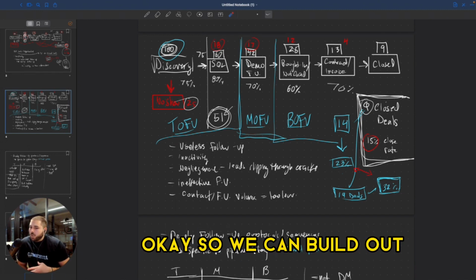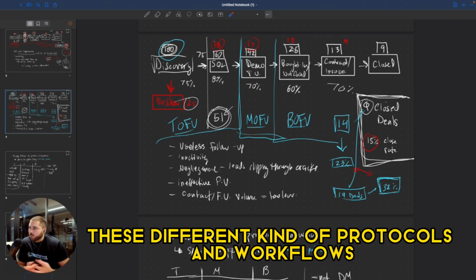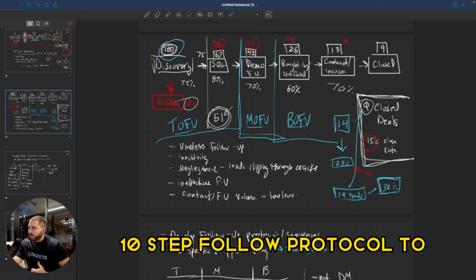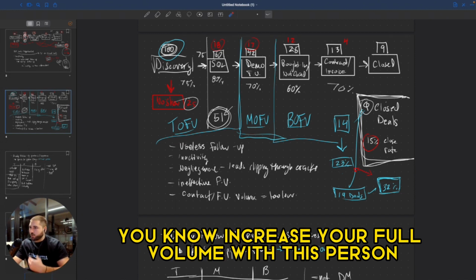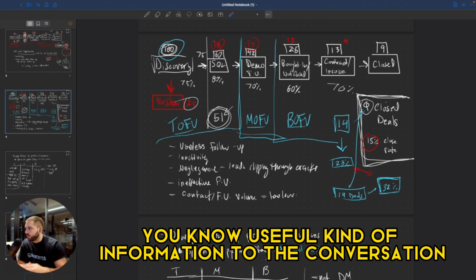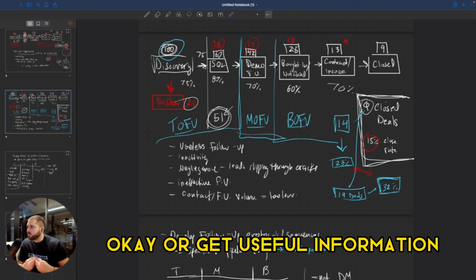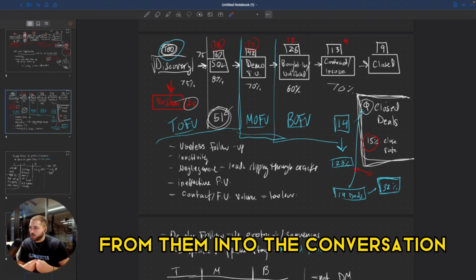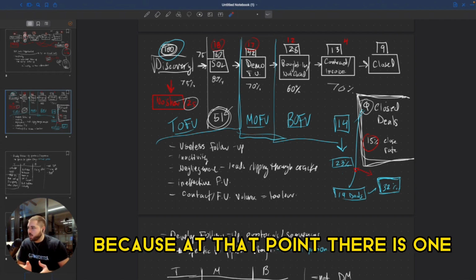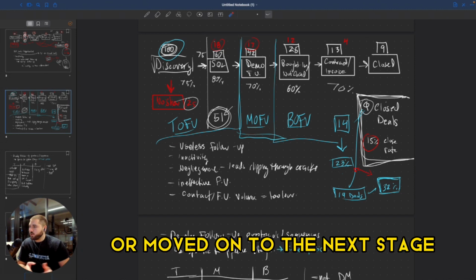Okay, so we can build out these different kind of protocols and workflows where you can set up a 5, 6, 10 step follow-up protocol to increase your follow-up volume with this person and actually provide some useful information to the conversation. Okay. Or get useful information from them into the conversation. And that's going to be figuring out what their objection is, because at that point there is one if they have not bought, right, or moved on to the next stage.